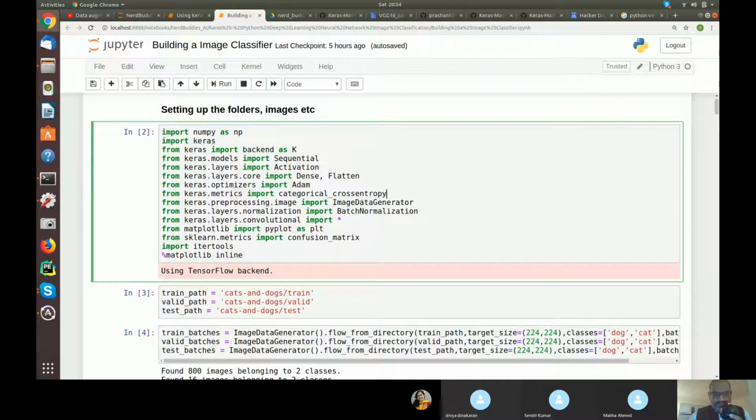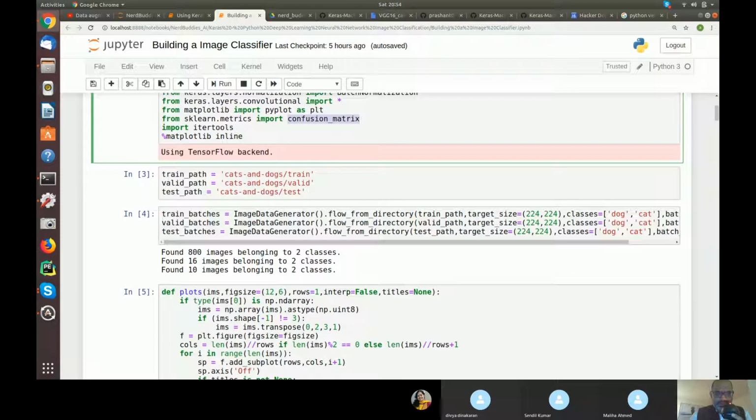Then there's some pre-processing, normalization. We'll be using a convolutional layer. For graphs, we'll be using matplotlib. For metrics, to see how the algorithm has done, we'll be using the confusion matrix. So these are just the usual libraries.